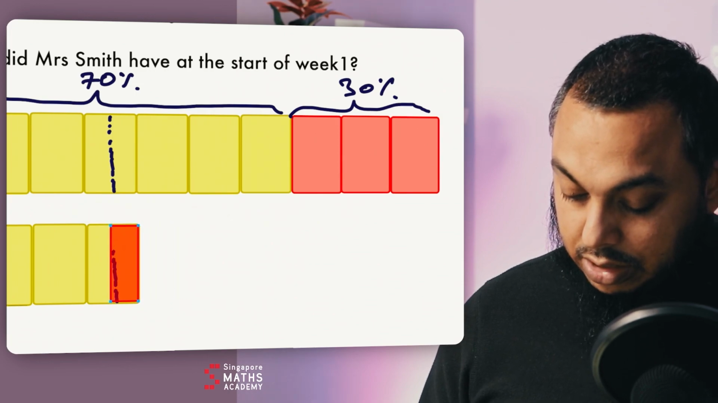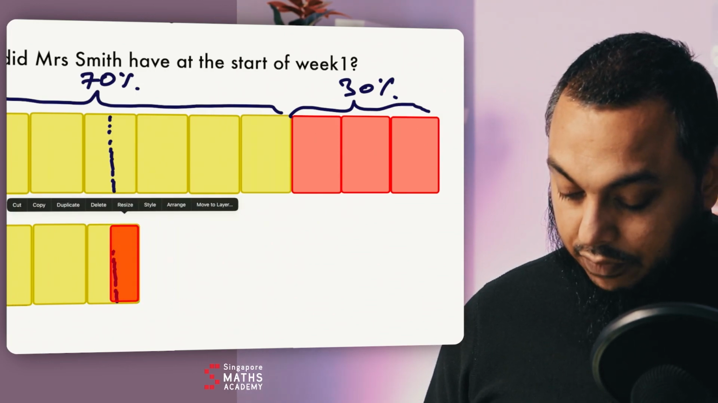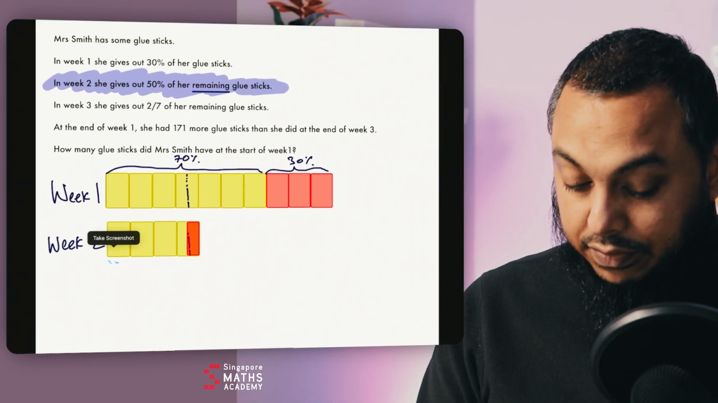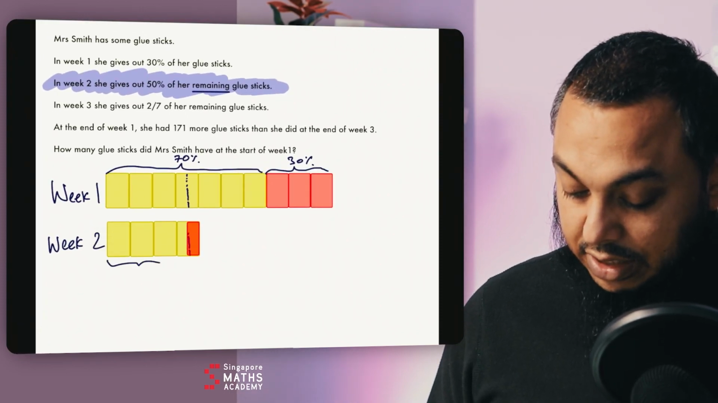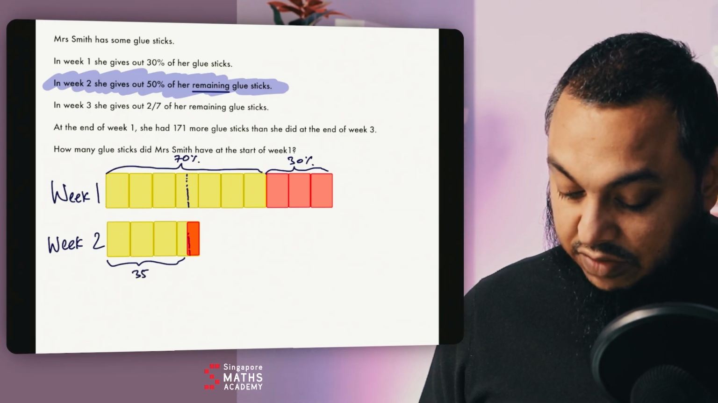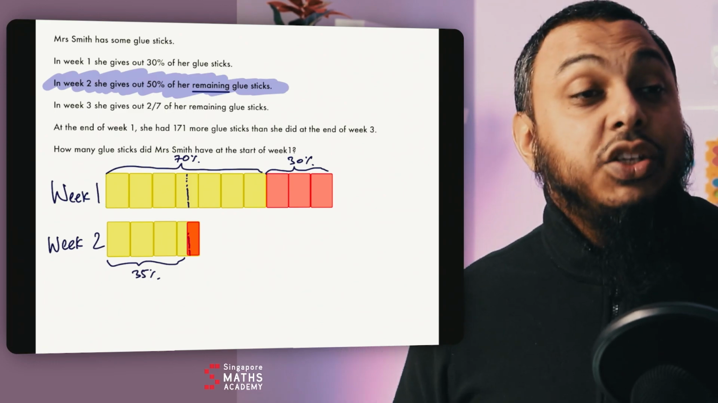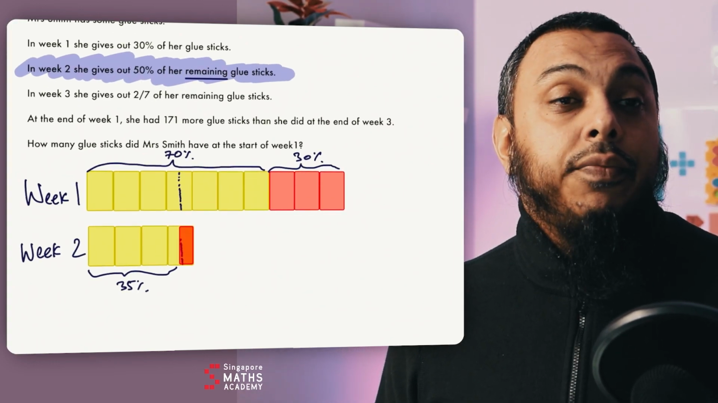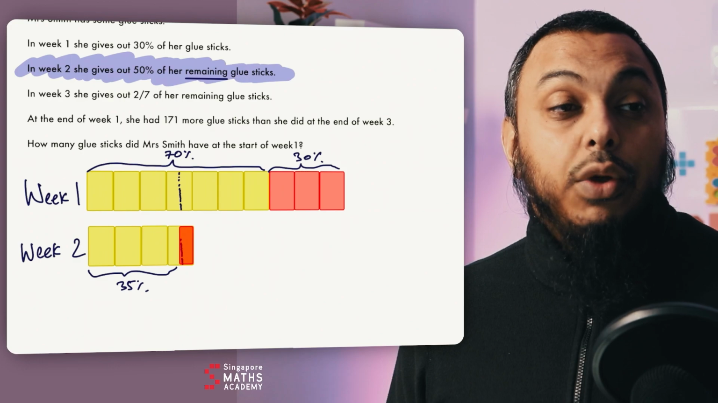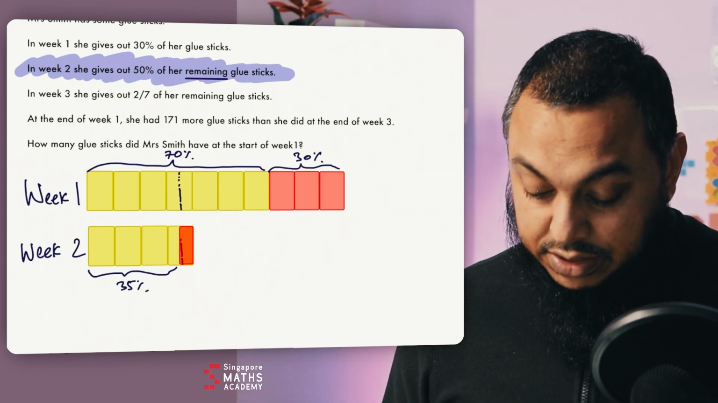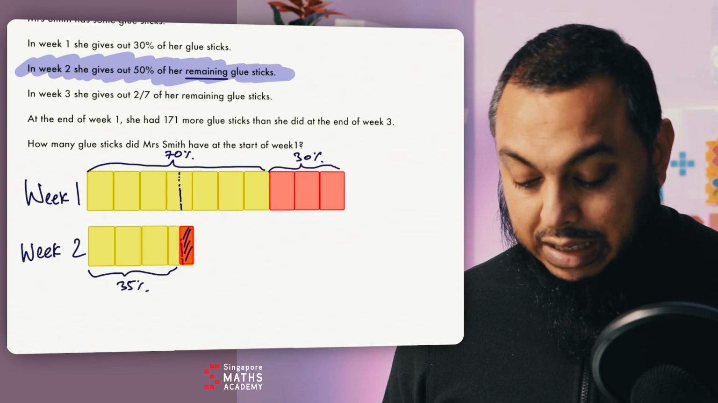And so this is gone now, right? That half has gone. And so now we've got this amount left, which is 35%, right? That's 35%. 35% of what? 35% of the whole amount she had at the beginning of week 1. Not at the end, beginning of week 1. So now she's got 35% left. That's gone. That's not there.